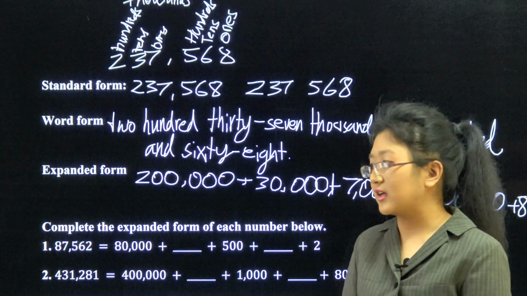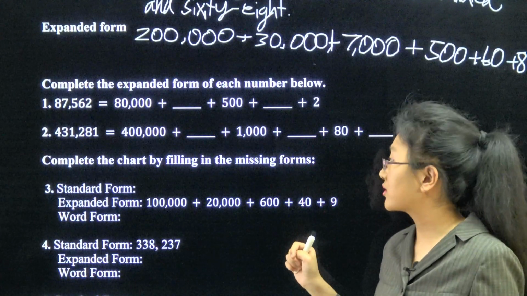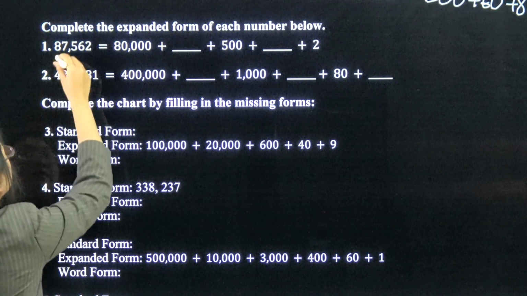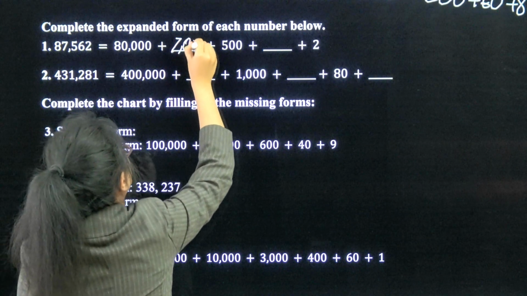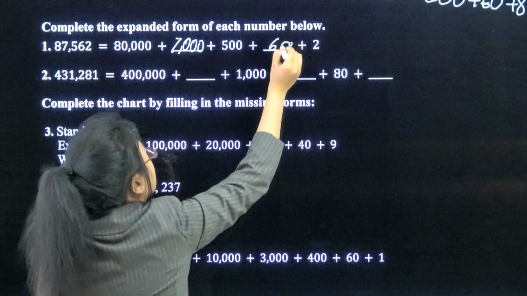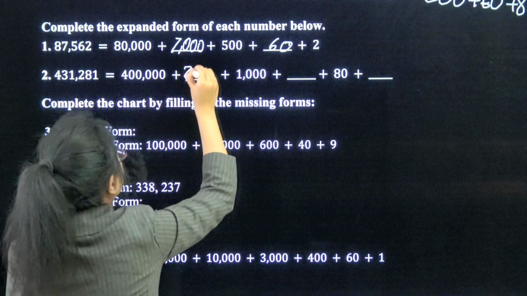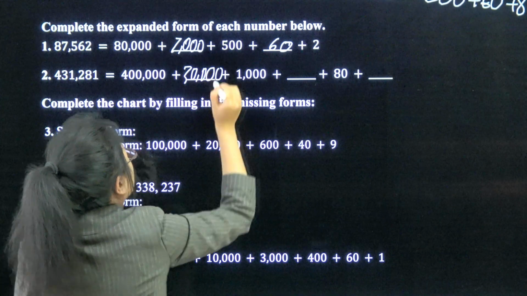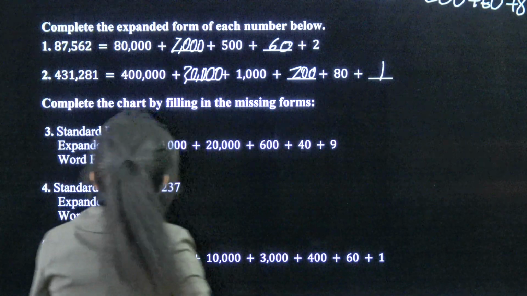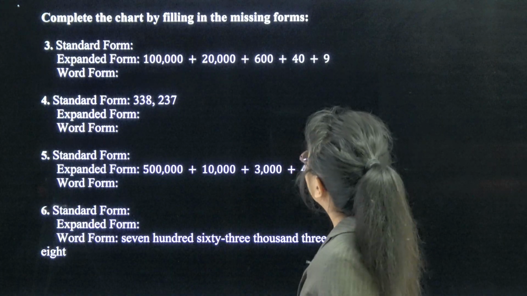So now let's practice the long expanded form a little bit more by completing the expanded form of these two numbers. Now over here we have 80,000, and then the next one would be 7,000. And the next one is 500, and then it'd be 60. Over here it's 400,000, and then 30,000, 1,280, and 1. That's it. Complete the chart by filling in the missing forms.